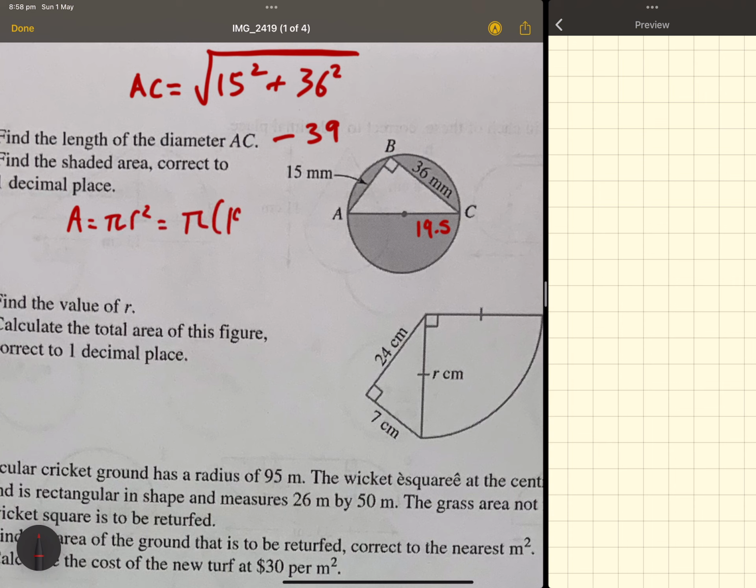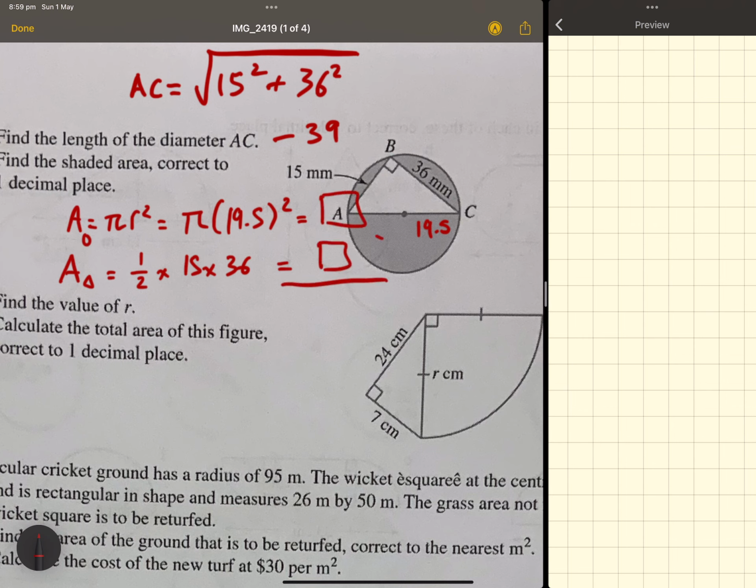Area of the triangle is equal to base times height divided by 2. So half times 15 times 36, and you get the area of the triangle. So to find the area of the shaded region, we just take the area of the circle minus the area of the triangle. So take away from that and you get the answer.